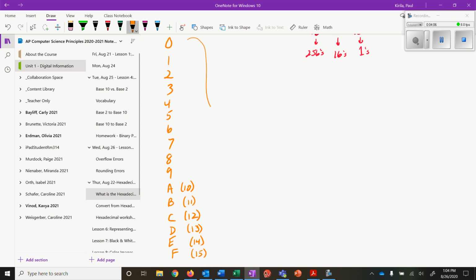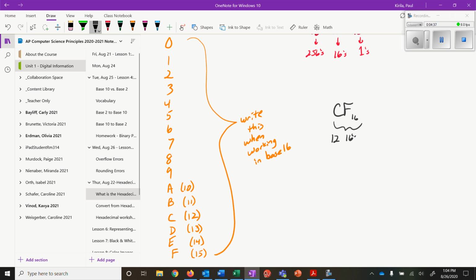If you are working with hexadecimal, I would write this out when working in base 16. So we can get some weird stuff. We can get numbers that are written as 0CF in base 16. This means that C is 12 16s and F is 15 ones.